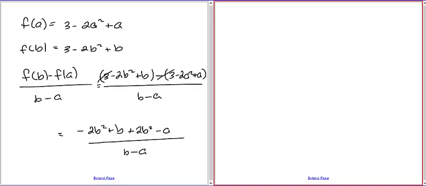Okay, next one is we're going to do the composite function, and we're going to do it two ways. One is by doing it all algebraically, and the other one is by doing it numerically. And you've got both of those kinds of situations on the test.